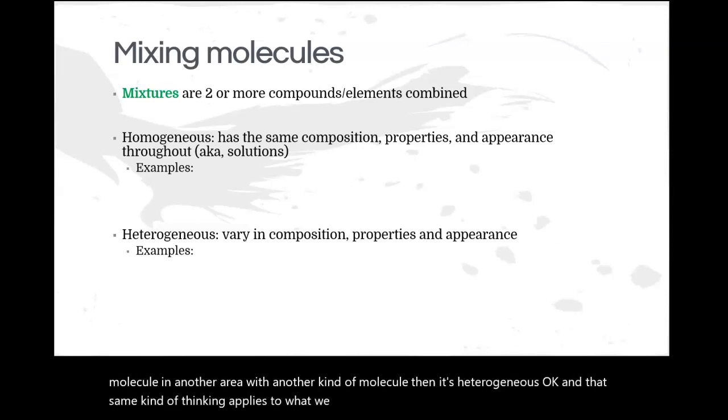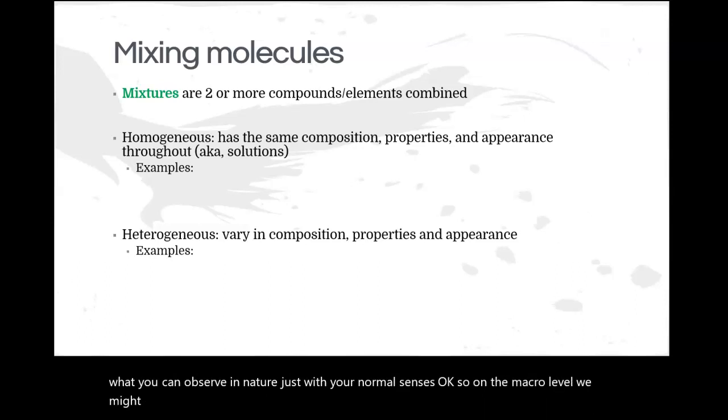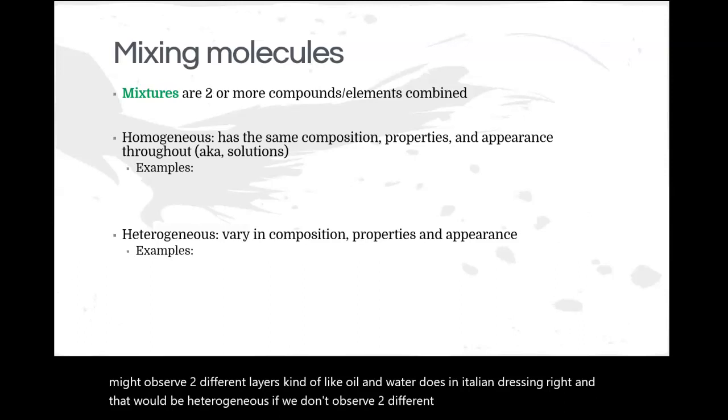Okay, and that same kind of thinking applies to what we see on the macro level. The macro level means what you can observe in nature just with your normal senses. Okay, so on the macro level, we might observe two different layers, kind of like oil and water does in Italian dressing, right? And that would be heterogeneous. If we don't observe two different layers, it's homogeneous.